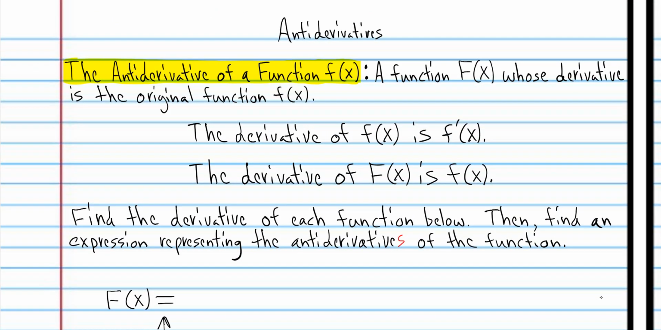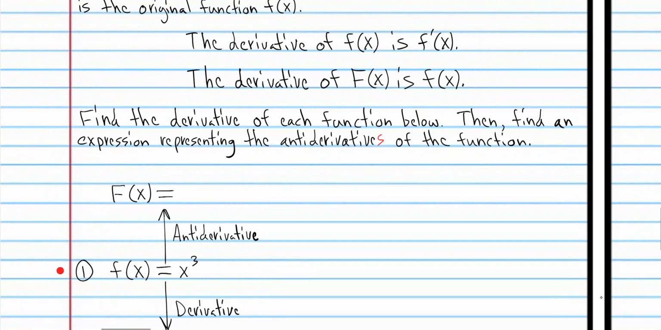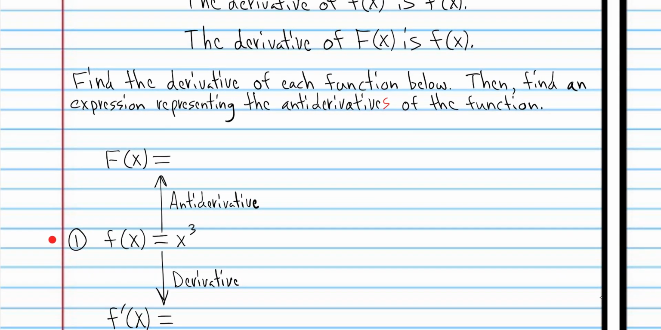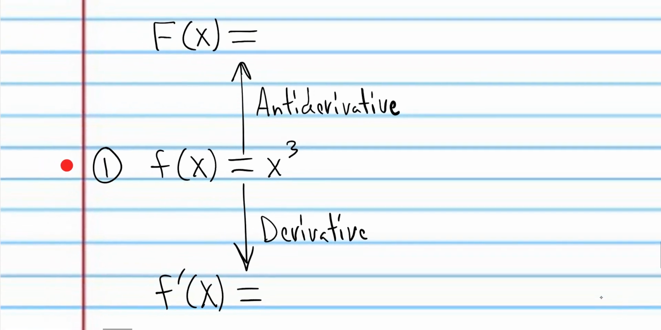For a large portion of this course we've been learning how to find derivatives. But now we're going to learn how to do the opposite operation, which is antiderivatives. It's easier to give you an example here rather than to go over definitions.